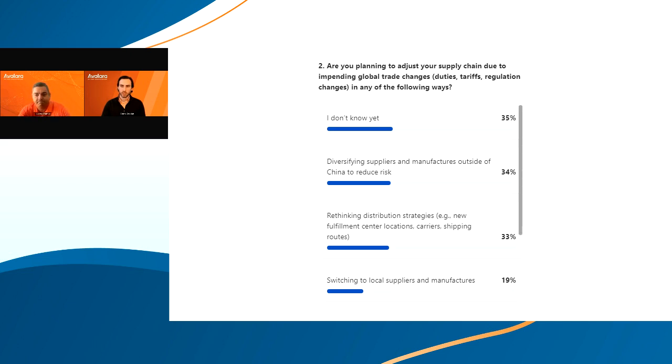Okay, so the initial respondents here, let's see. Looks like the two main things are diversifying suppliers and manufacturers outside of China to reduce risk. Obviously, country of origin of things being manufactured and shipped from China are of the highest scrutiny at the moment. Number two here, tied for that top one, is rethinking distribution strategies, new fulfillment center locations, carriers, shipping routes. And third here is switching to local suppliers and manufacturers.